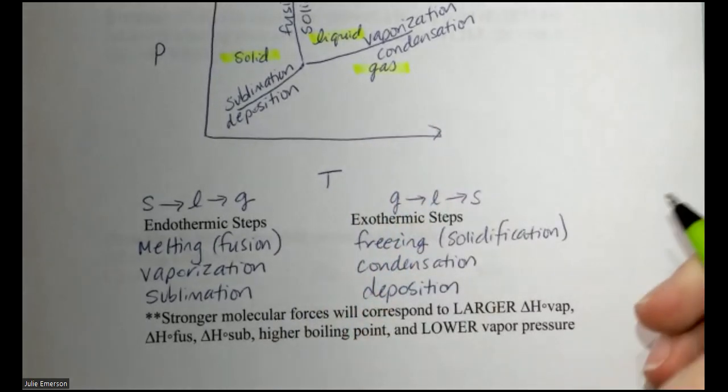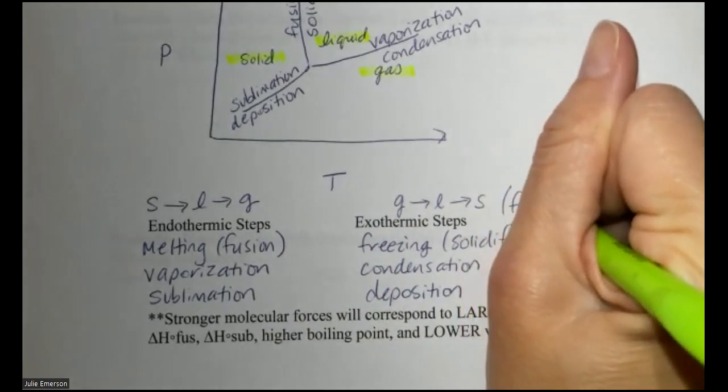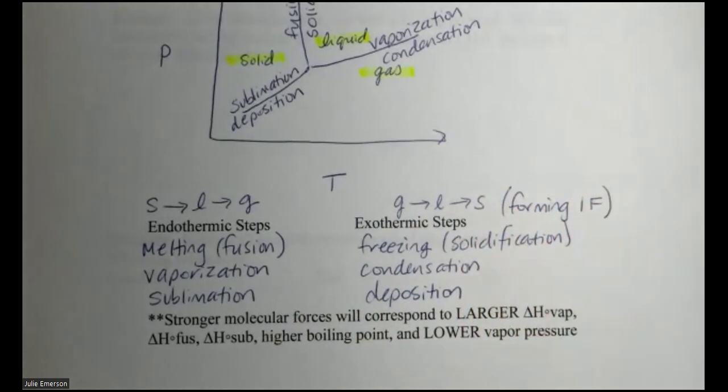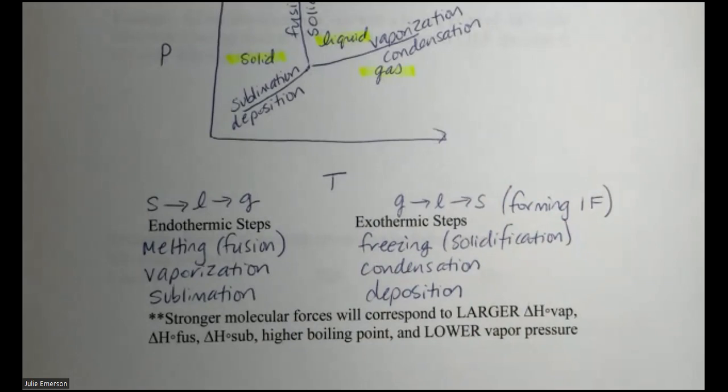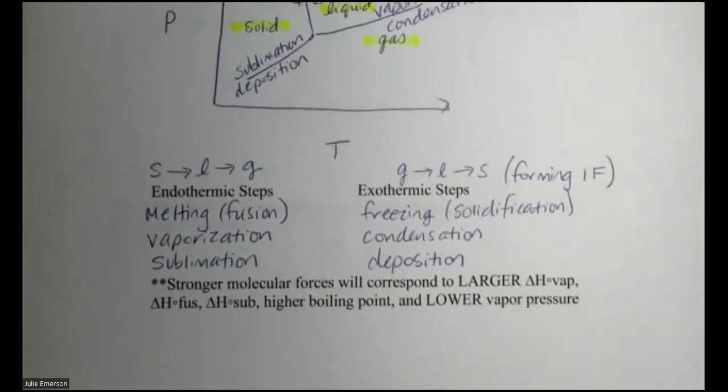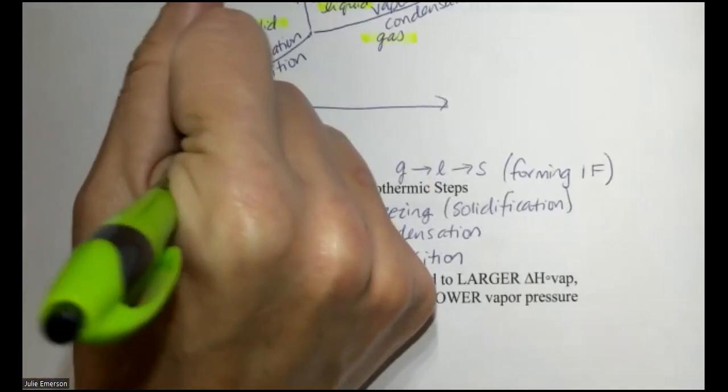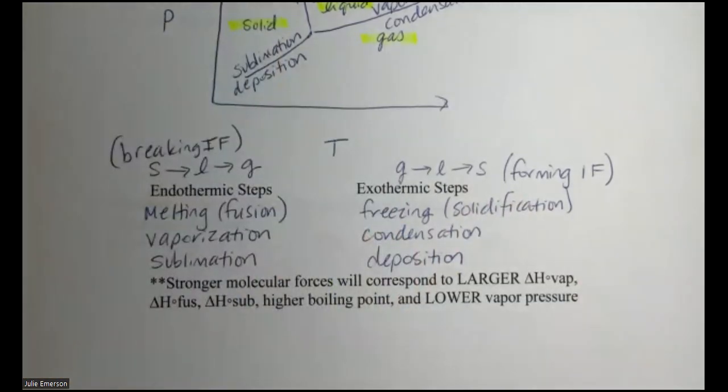All right. So when you are forming intermolecular forces, just like when you're forming bonds, you're going to release energy. It will be exothermic. When you are breaking intermolecular forces, that will be endothermic. So the stronger the intermolecular forces are, you will have a higher heat of vaporization, a higher heat of fusion, a higher heat of sublimation. It just depends on what phase change you're doing, but it's all the same.